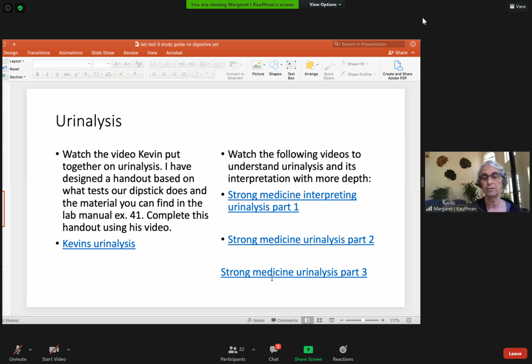and looking at associations of cells, organized casts or unorganized casts. He covers it here. Kevin does specific gravity in a way that is not shown in these Strong Medicine videos. But I think it makes you understand what specific gravity is better than if you just know it from, say, the dipstick tests that they do in Strong Medicine.